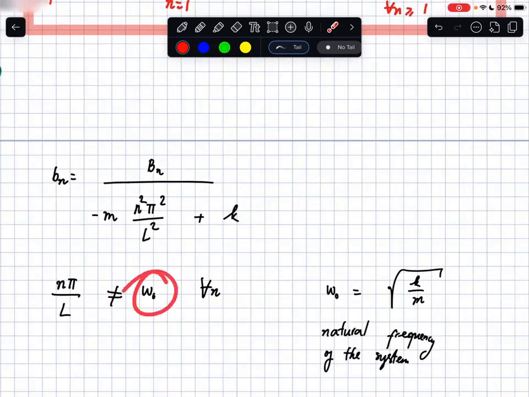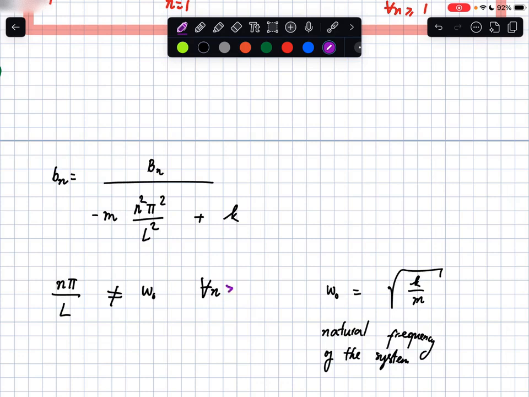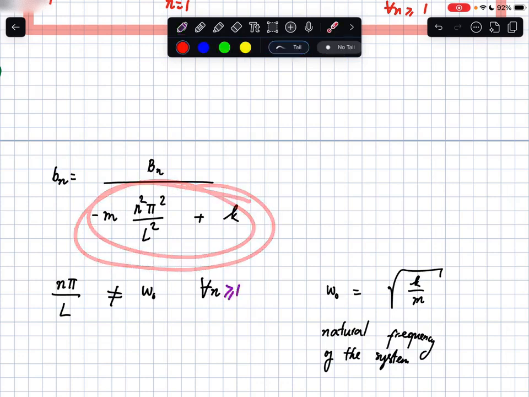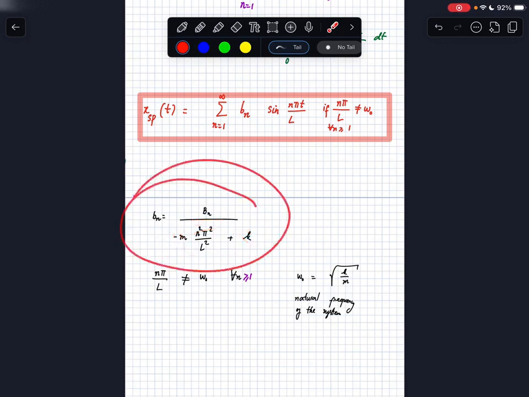So omega naught is the natural frequency of the system, square root of k over m. We need this condition for all n greater than or equal to 1, so that we can do this division, so that this denominator is non-zero. If the denominator is 0, we cannot do that. This one becomes very, very big when the denominator tends to 0. So in that case, we have resonance. And now we consider that.